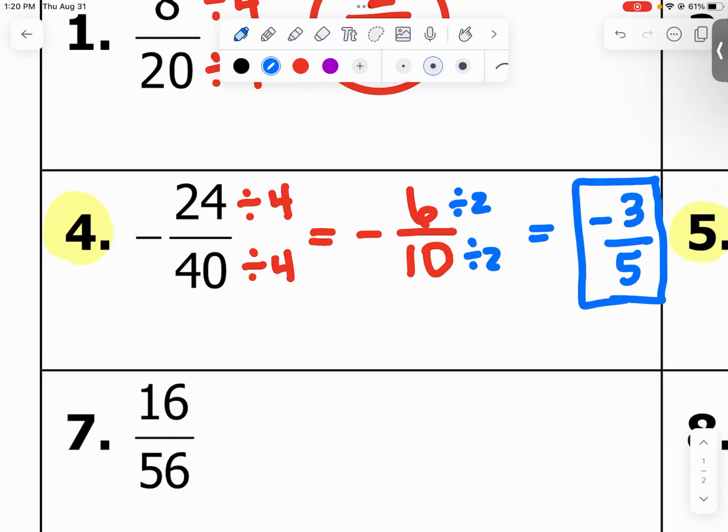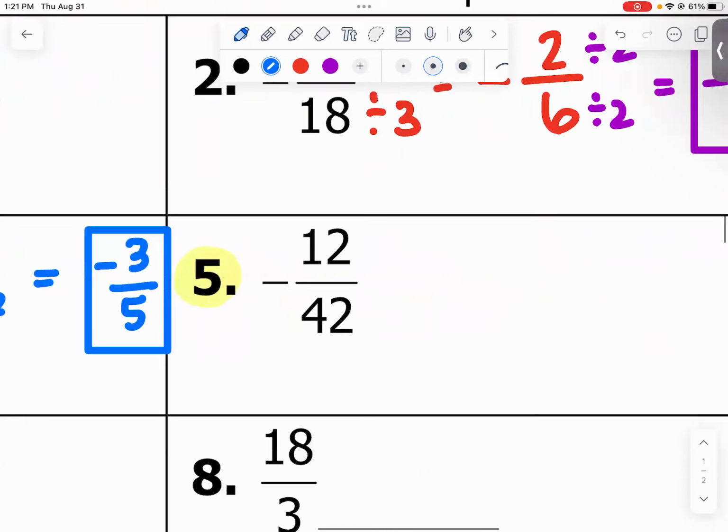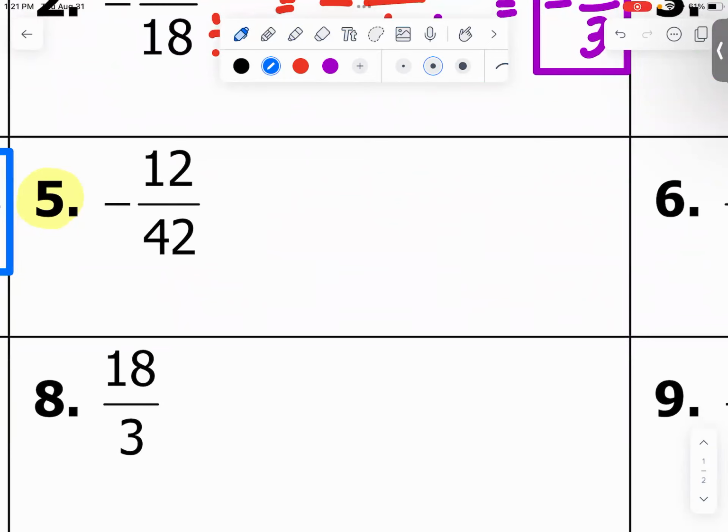Yep. Now, who did a different number besides 4? What number did you use? And then did you have to do 4 after that? Okay. Did anybody do 8? Okay, 8 is the greatest common factor. And if you divided 8 out right away, you would have just had one step to do it. Okay. But it's not a problem if it takes you a couple times.